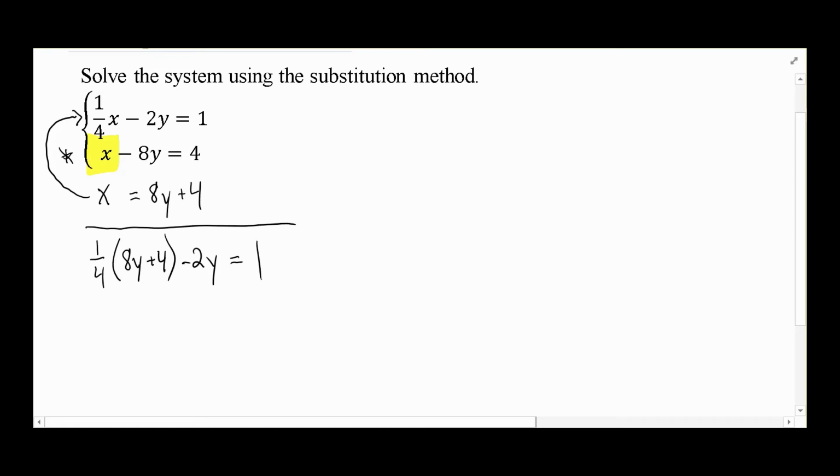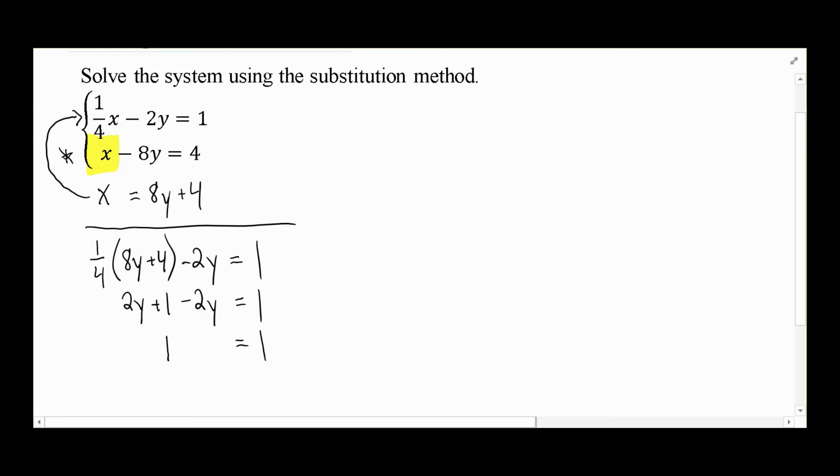Now we can distribute the 1/4. We could clear the fractions if we wanted as well. But since everything's divisible by 4 within that parenthesis, we may as well just distribute. That's going to give us 2y plus 1 minus 2y equals 1. Now 2y minus 2y is 0, so that leaves us with 1 equals 1.